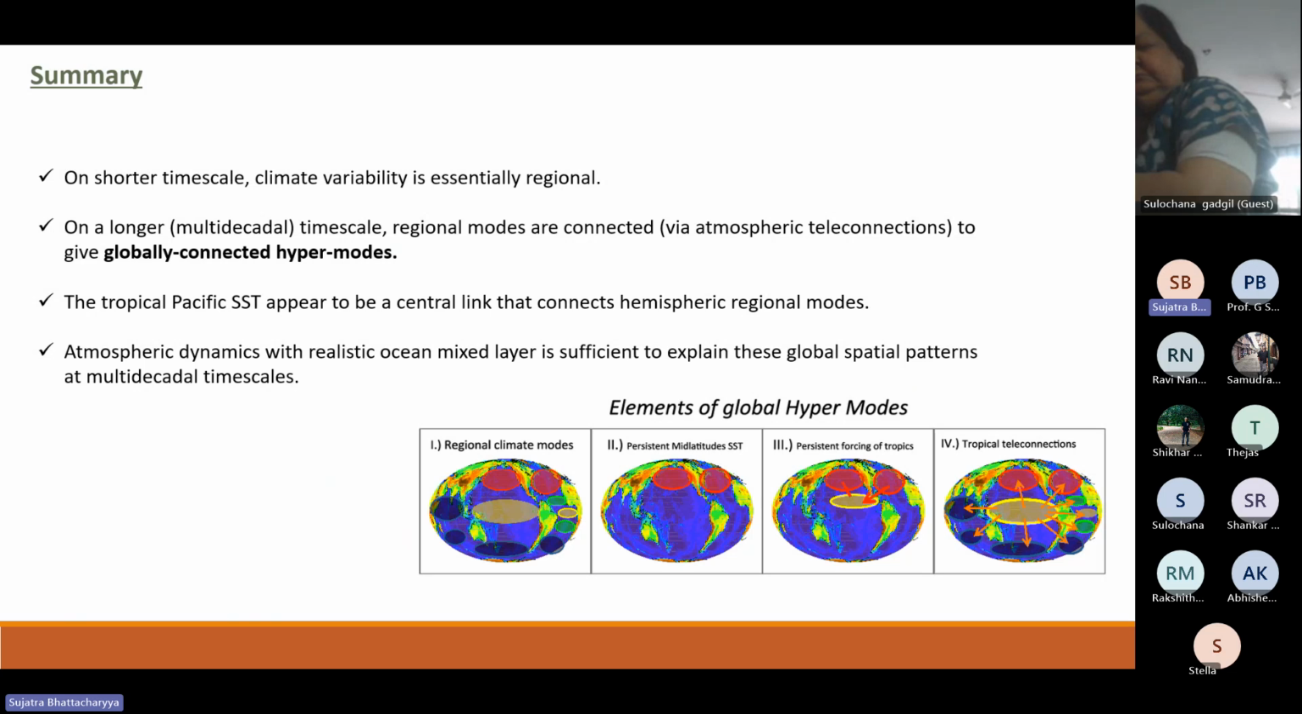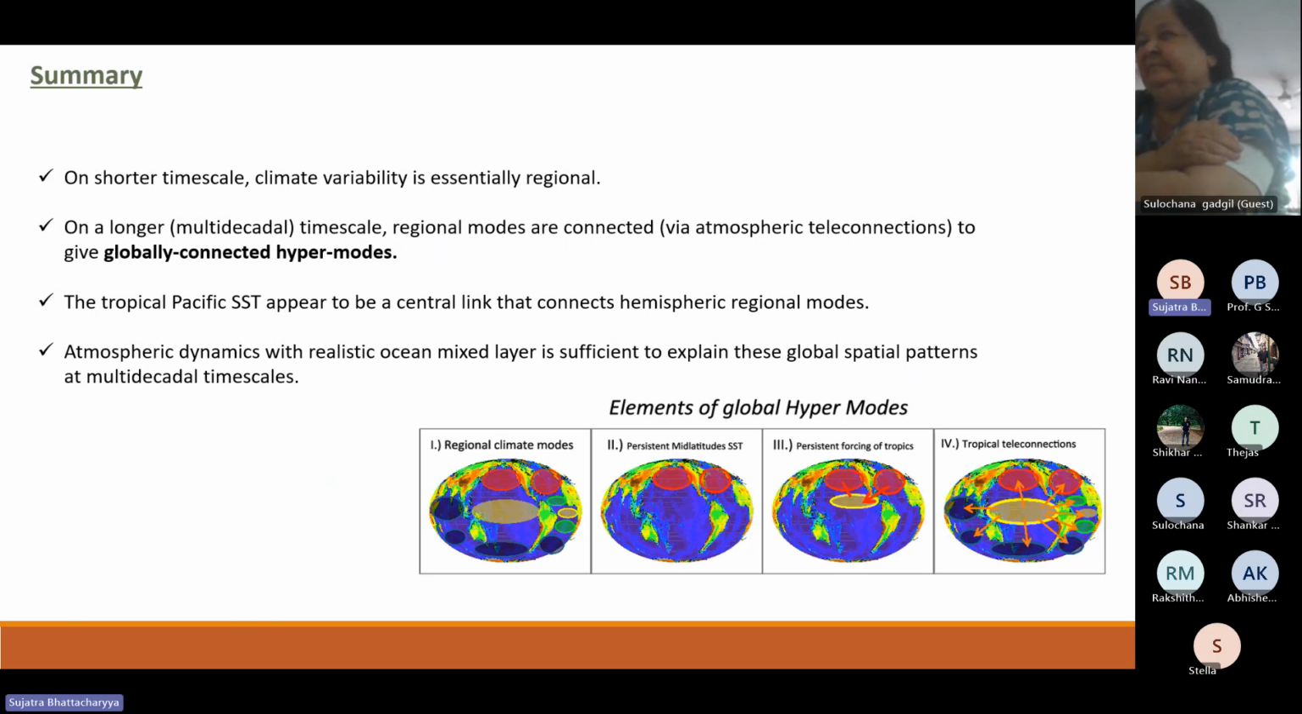So this is just a hypothesis which they have given in this paper. The main point is that at decadal time scales, we should not focus on regional scales. We should be focusing on some global spatial features, which are driven by atmospheric processes, atmospheric teleconnections coupled to the ocean mixed layer.